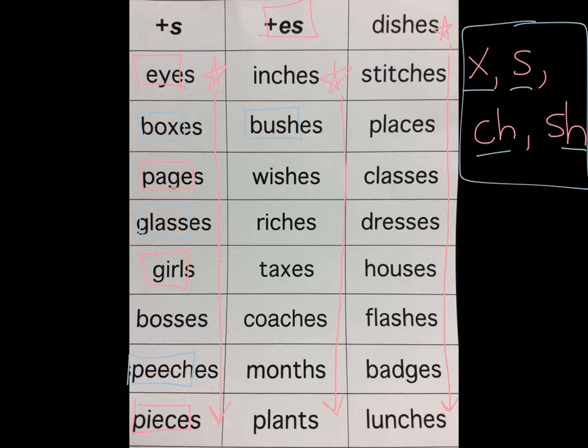Again, when you get your sheet to cut out, I would highly suggest that you take your pencil and underline your base words first, because that will really help you to determine, first of all, does my base word already end in an E? If it does, I'm just adding S. Or what does my base word end with? If it ends with an X, S, CH, or SH, I'm adding an ES onto the end to make that word plural.